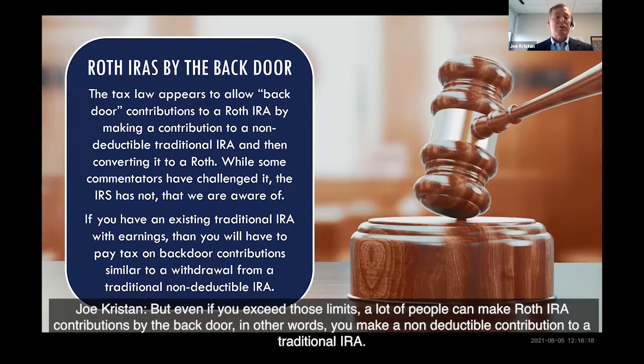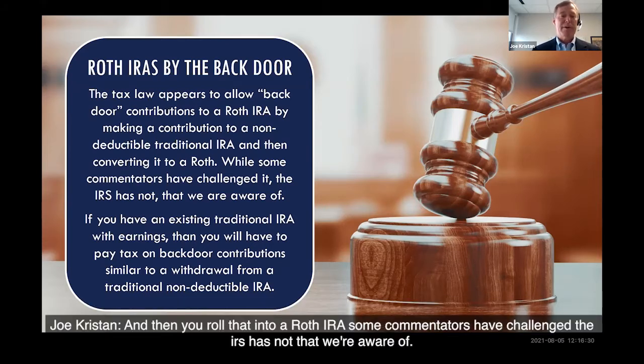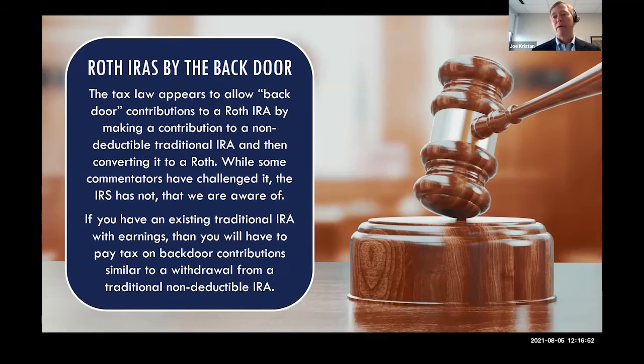But even if you exceed those limits, a lot of people can make Roth IRA contributions by the back door. In other words, you make a non-deductible contribution to a traditional IRA, and then you roll that into a Roth IRA. Some commentators have challenged it. The IRS has not, that we're aware of. However, if you have an existing traditional IRA with earnings, then if you do make one of these backdoor contributions, go back to our traditional IRA withdrawal example, you'll find yourself having to pay some tax on that conversion of that amount.